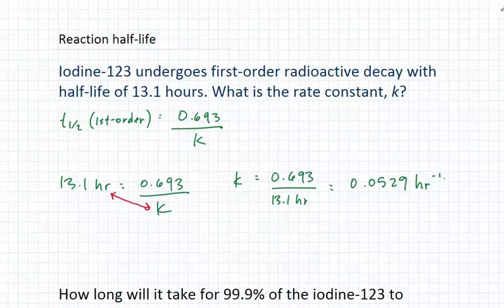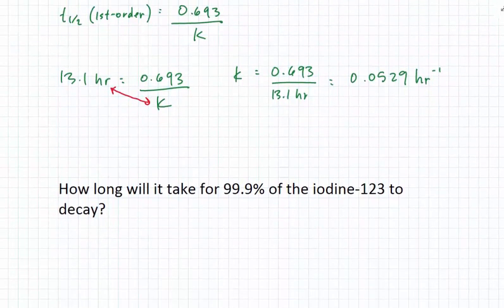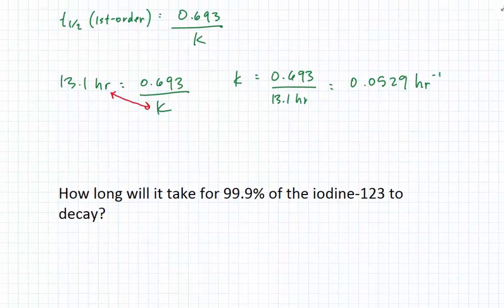0.0529 per hour. The rate constant for a first order reaction has no concentration units in it because half-life is independent of concentration. But we will need that rate constant to answer any kind of question like this. How long will it take for 99.9% of that iodine-123 to decay? So, first of all, how long will it take? What are we solving for in this equation? How long will it take means solve for t.